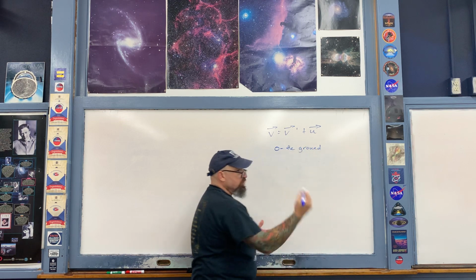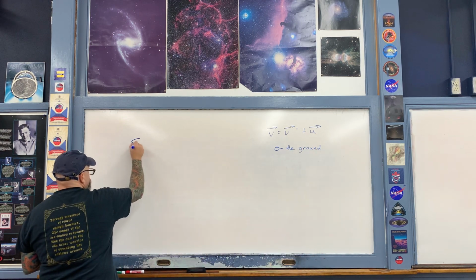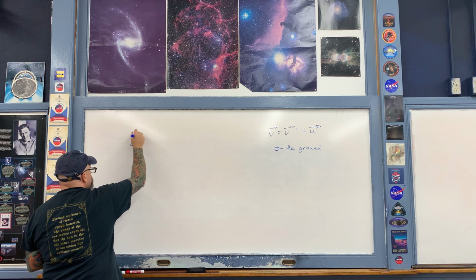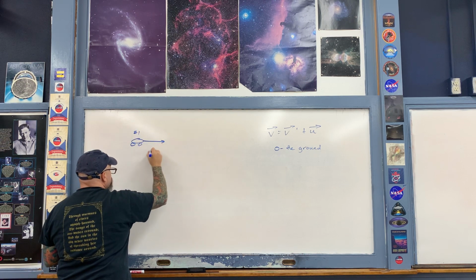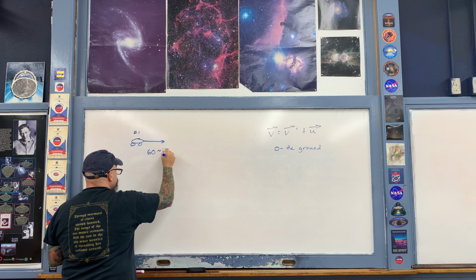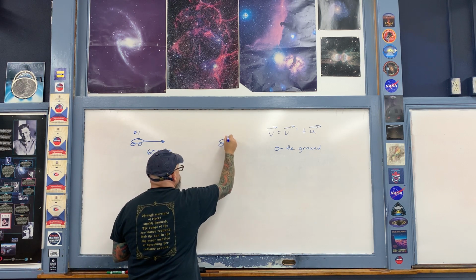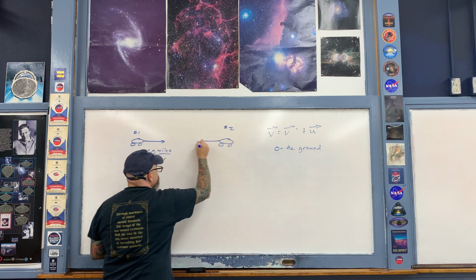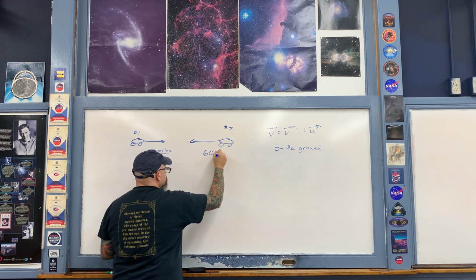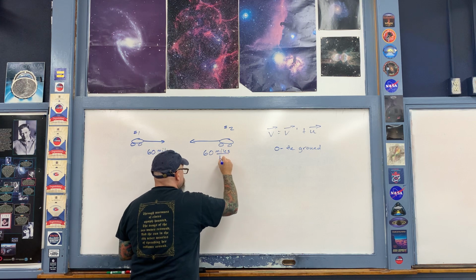And then we have our two cars. Let's say that right here is car number 1, and relative to the ground, it's moving in this direction at 60 miles per hour. And then here's car number 2 moving in the opposite direction, relative to the ground moving in this direction at 60 miles per hour.